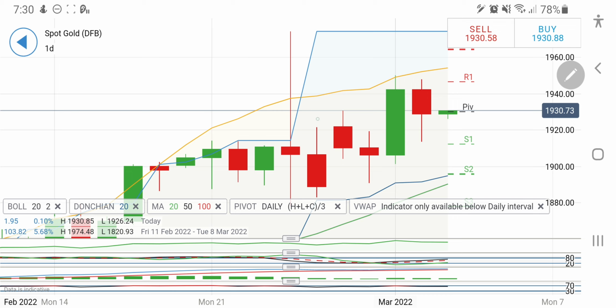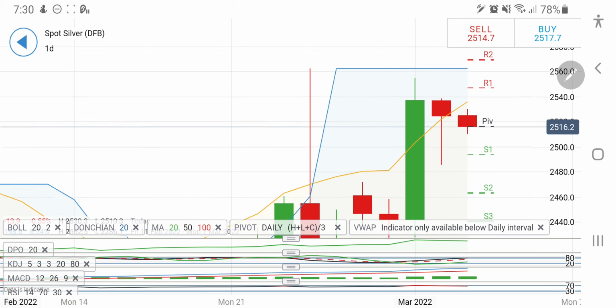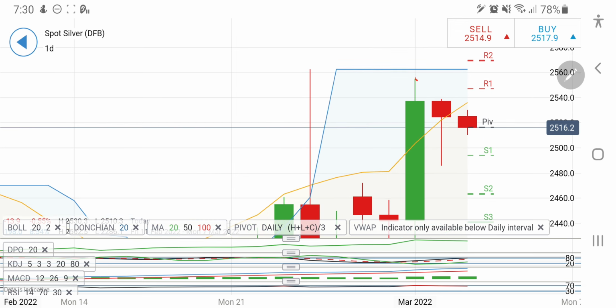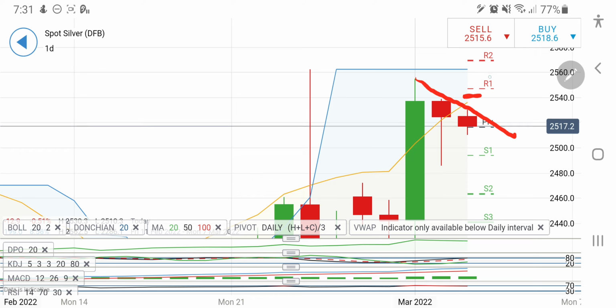Now let's have a look at silver. Now this is the daily charts for silver. On the daily charts you can see lower highs is what we can look at, and the only long entry I will suggest is once it breaks past here at 2540. Below 2540 one should not go long on silver today.